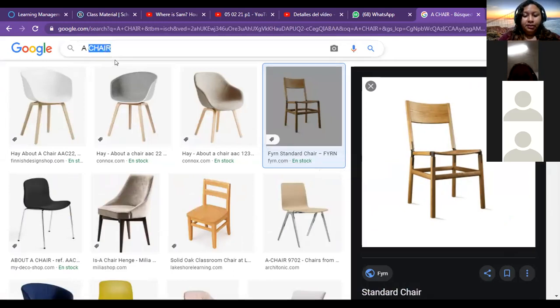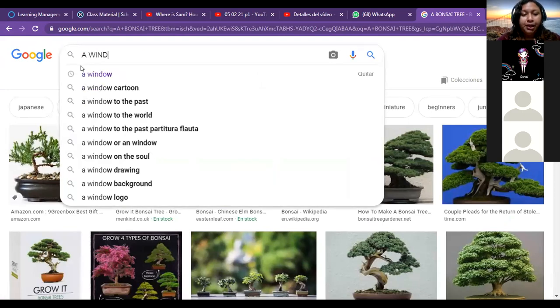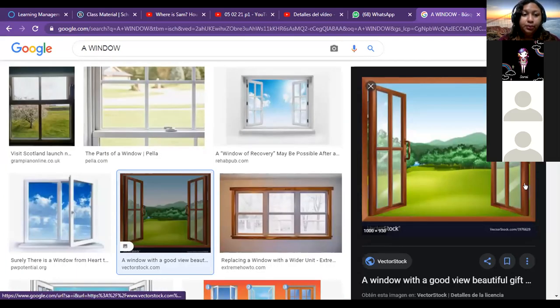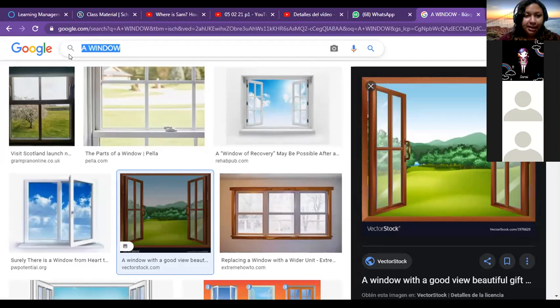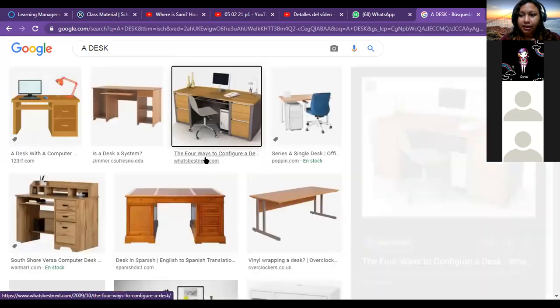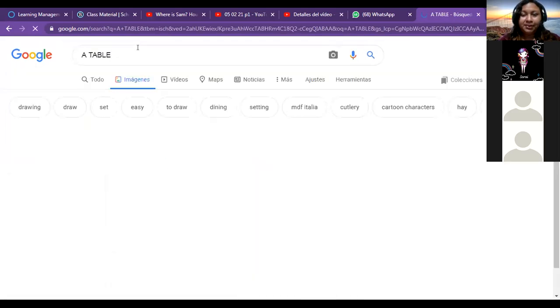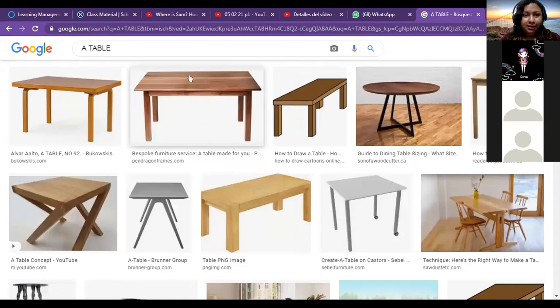We say a bonsai tree. Repeat it with me. A bonsai tree. A window. Look. A window. Okay. Little windows, right? Now, let's see. A desk. Look, this thing here is a desk. Escritorio. Yes. And another one is a table. A table. Yes, a table.